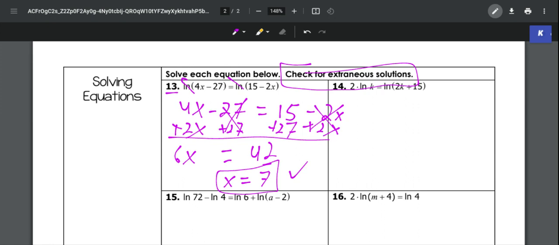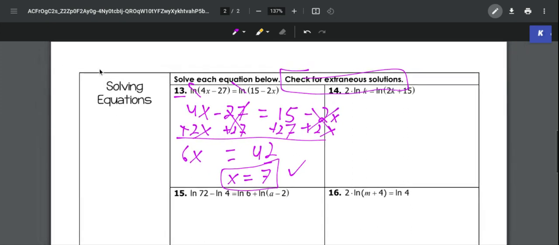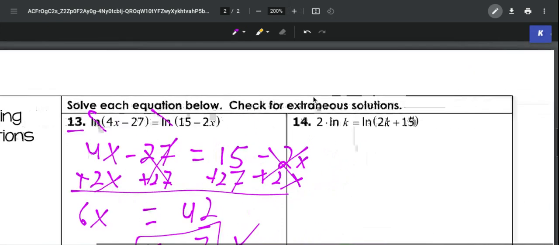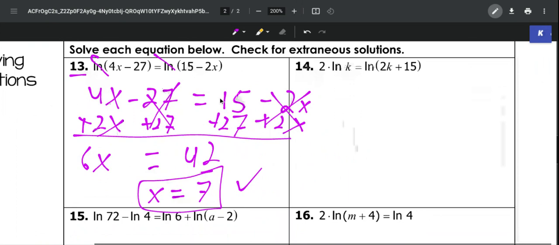The only time these will get tricky for you, so the solving equations is just like what we just did in 7.7. Everything's the exact same. And the only part that will give you some trouble is like on 14, we've got to condense this left side.